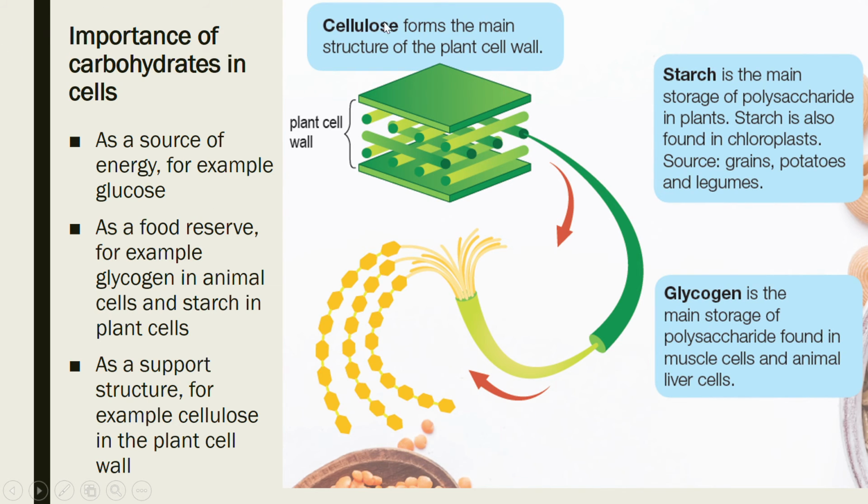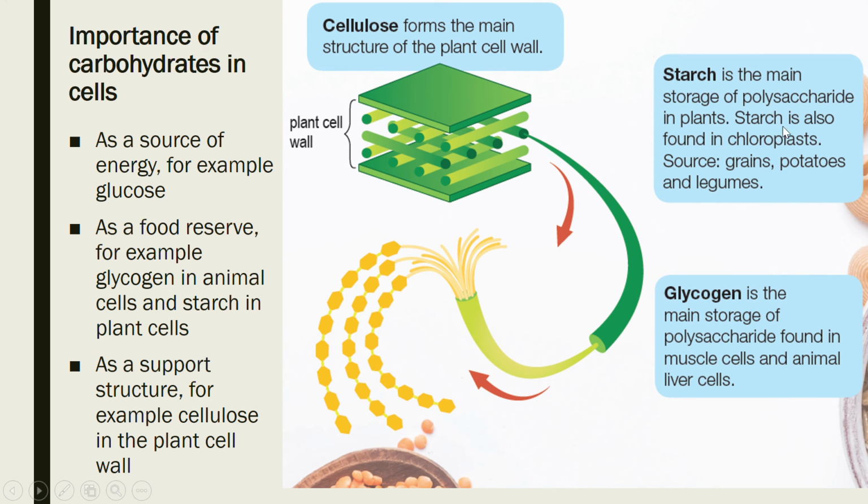Cellulose, starch, glycogen. Cellulose is the main structure of the plant cell wall. Remember that the cell wall is very tough. It's actually the cellulose, which is a polysaccharide, sejenis carbohydrate ini. So as a support, you look at the importance of these polysaccharides, or the carbohydrates as a whole. Ini keseluruhan ini. So as a support, for example, cellulose in the plant cell wall.